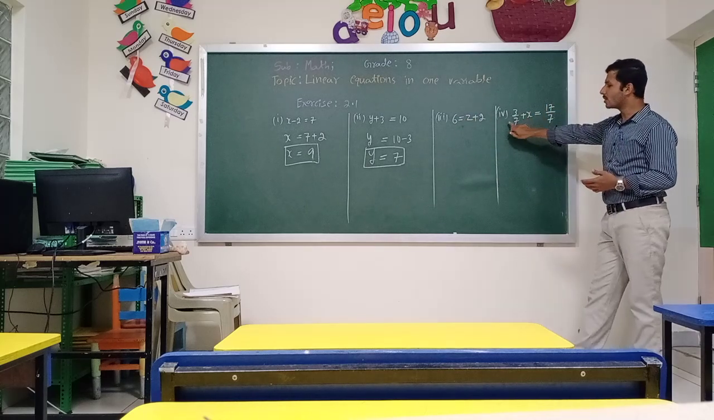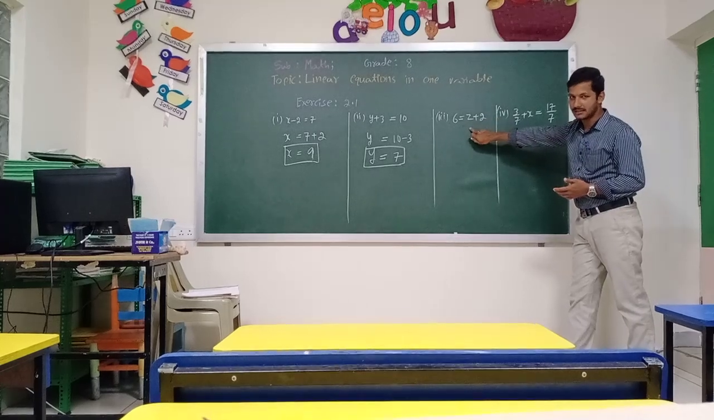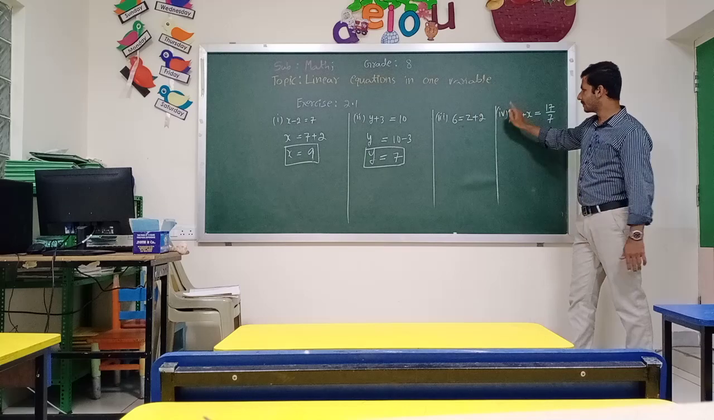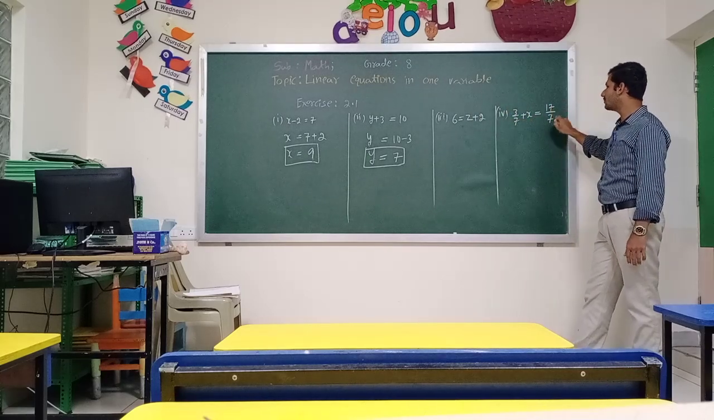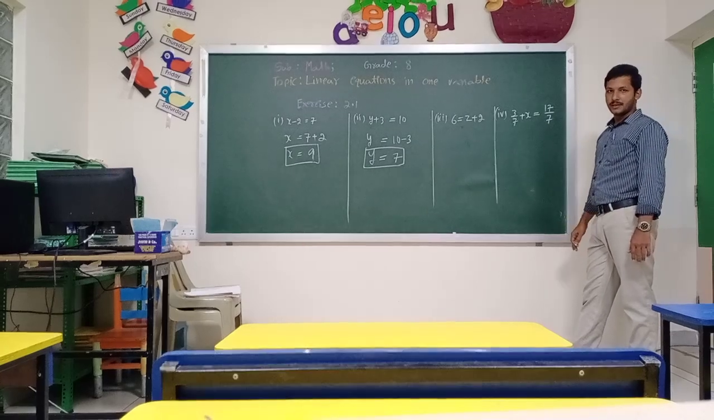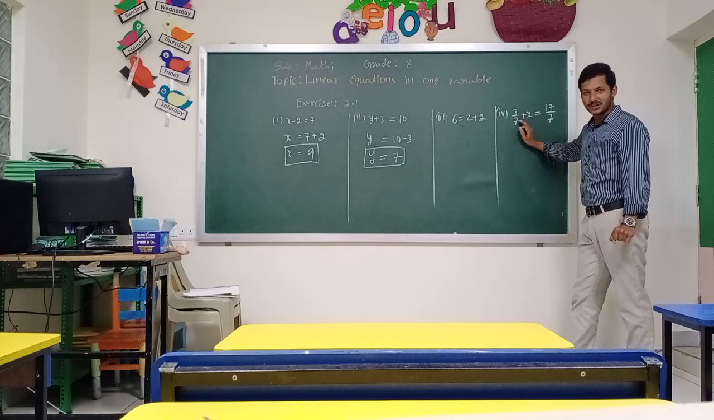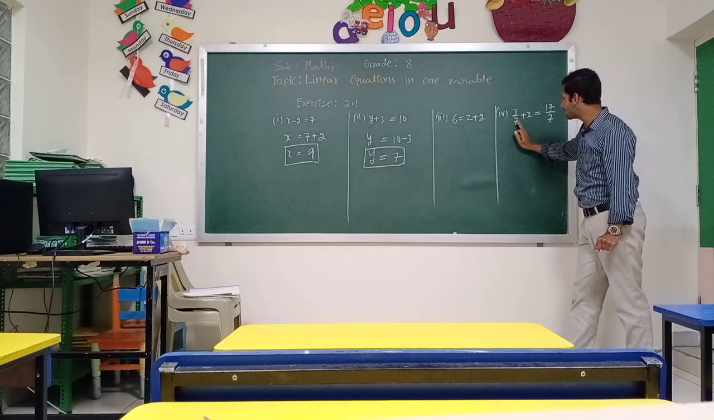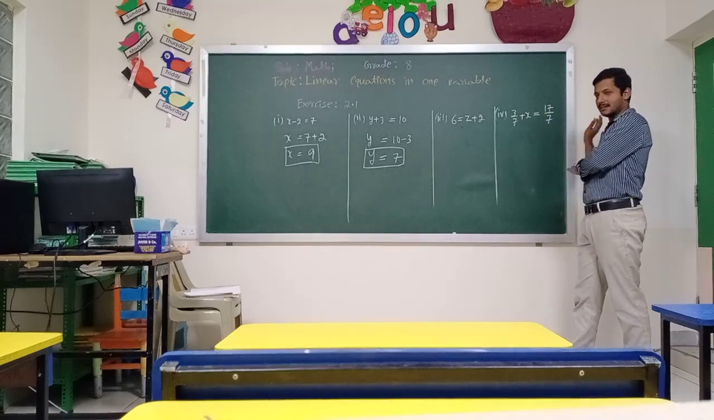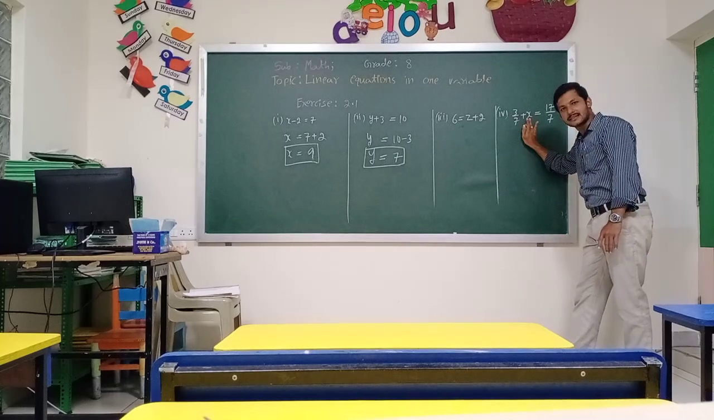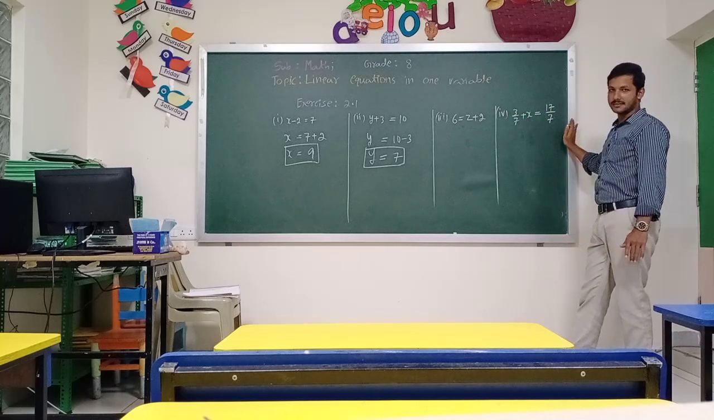Now I go to the fourth problem. You can make a note: it is the third problem here which is left as homework. Fourth problem: 3 by 7 plus x equal to 17 by 7. As you know, what should we do now? We need to transfer everything else other than the variable to the other side. We need to find out what x is. So we are transferring 3 by 7 to the other side.